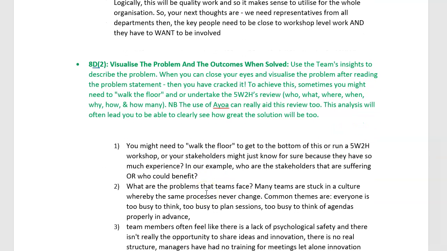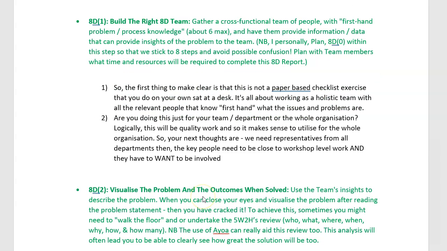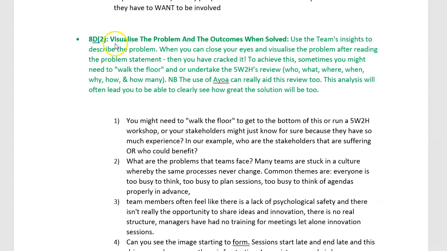Don't shortcut this step. Do your homework and invest in these conversations. Get the right people on board right at the start. So the key here is to think this through properly. Don't skim over this. Also plan well, keep your stakeholders well informed at every step of the way, and manage their expectations. 8D Discipline 2, Describe the problem.